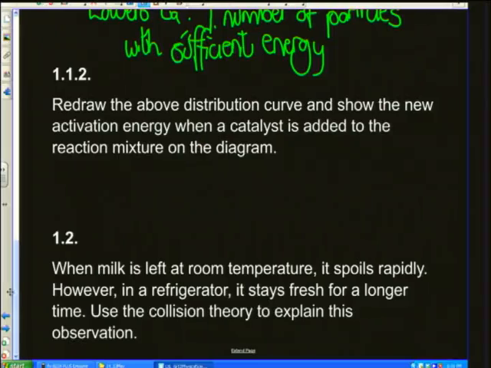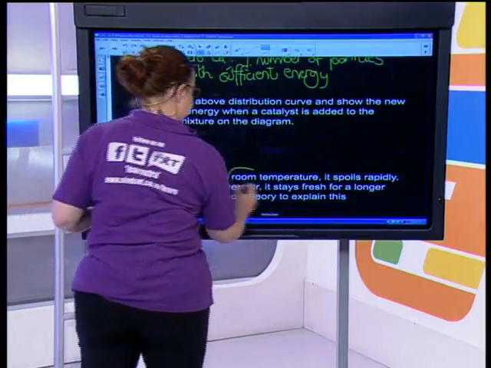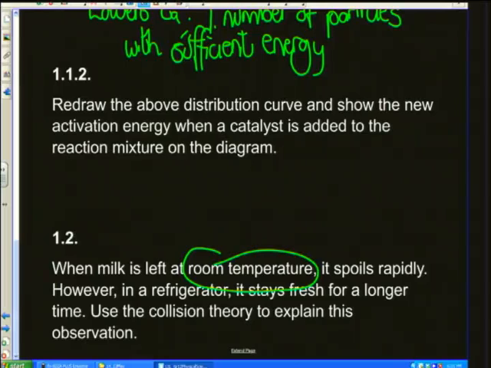Oh, I love this question. Okay, it's one of those questions where you sort of can go, really? When milk is left at room temperature, it spoils rapidly. However, in a refrigerator, it stays fresh for a longer time. Use the collision theory to explain this observation. What are we saying? We've got room temperature, that's a temperature, and we've got a refrigerator. So we're going from a warmish environment to a cold environment.